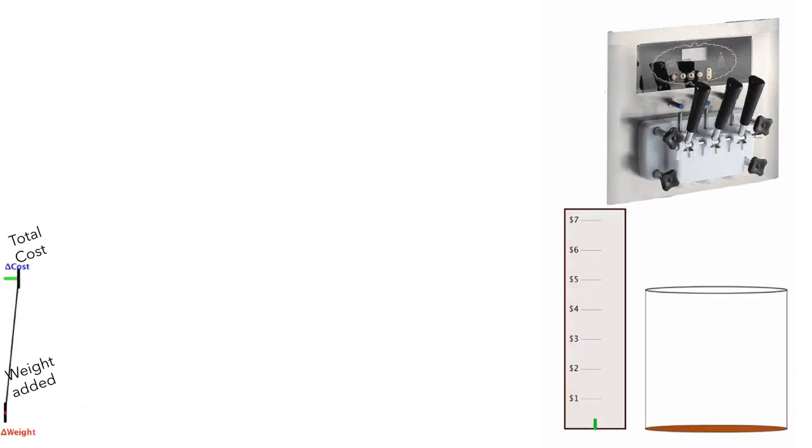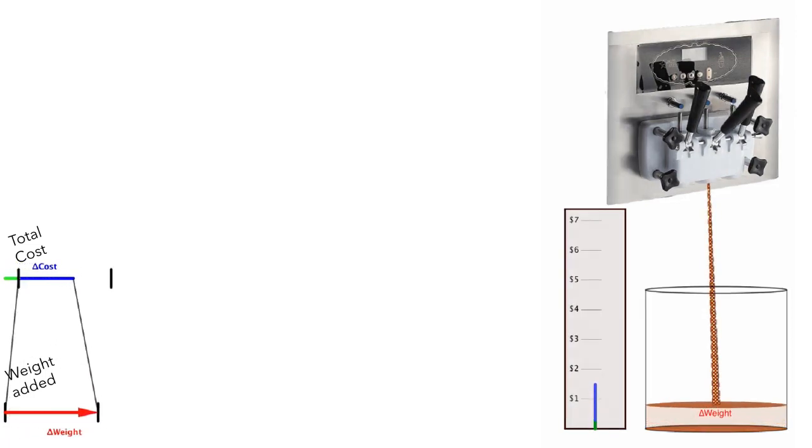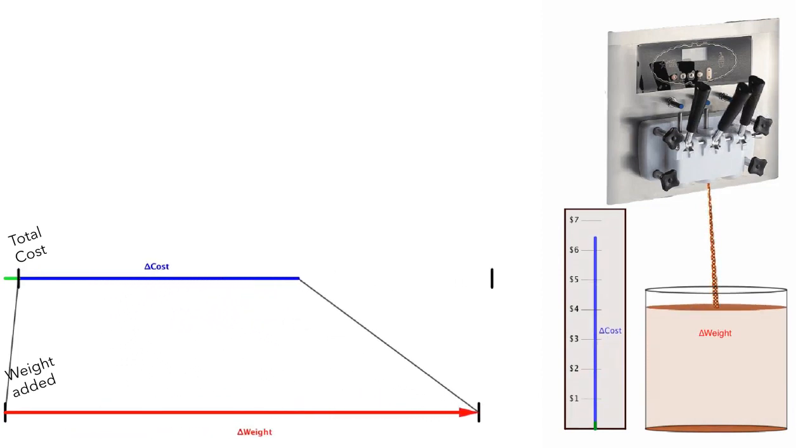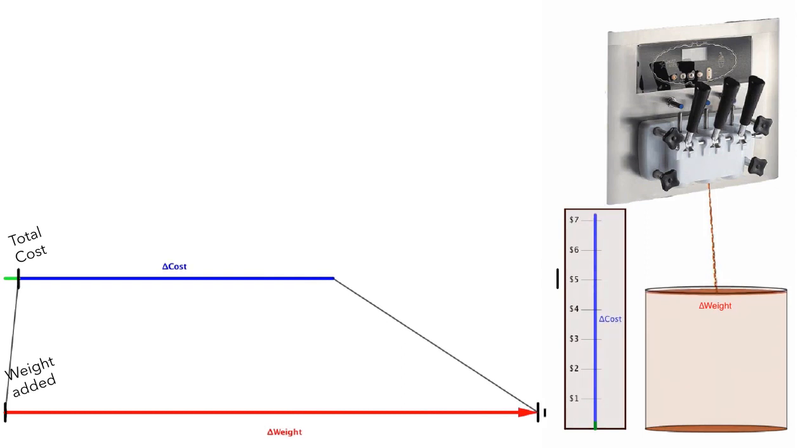Let's play the animation again, this time incorporating the black bars to show the amount of change in weight. Now, it's not the case that the total cost was always a fixed multiple of the change in weight. This is because we had to pay for the cup before we started adding any yogurt.